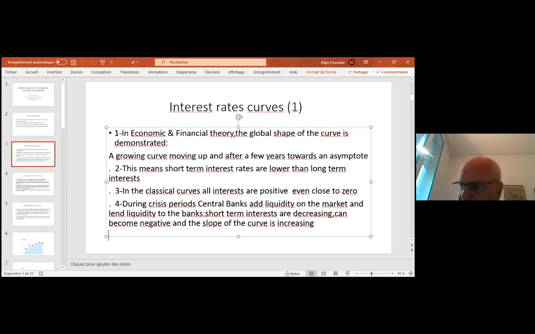That means for zero risk, let's say, issuer or very low risk issuer, like the best countries in the world in terms of financial situation, you will find negative interest rates up to 5 or 7 years maturity.